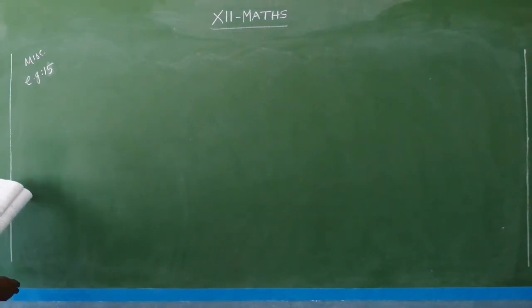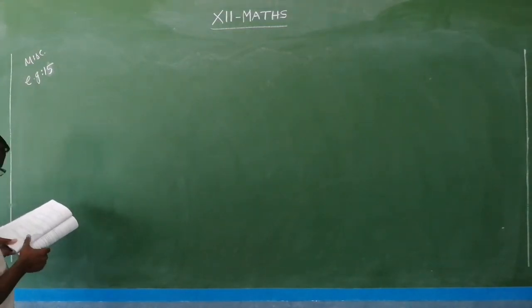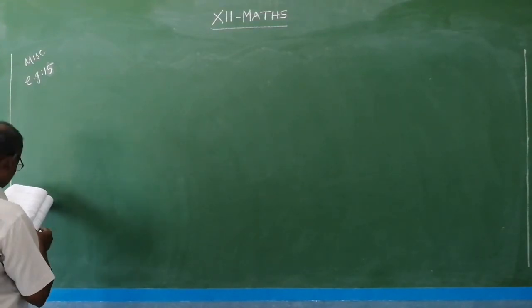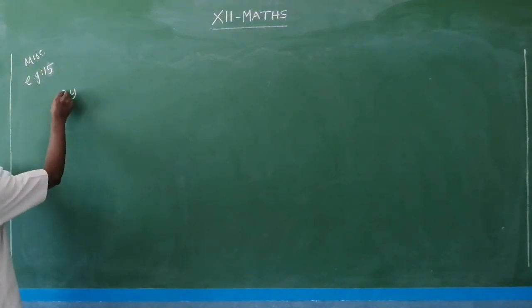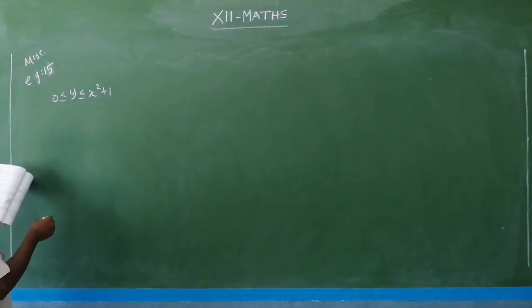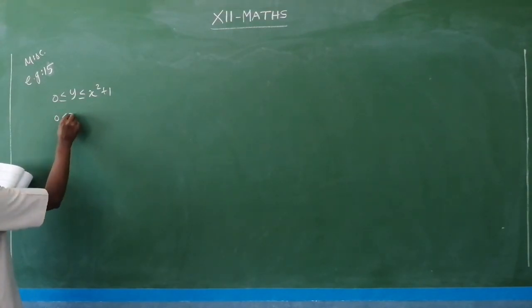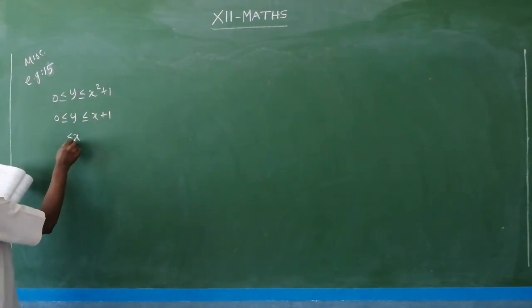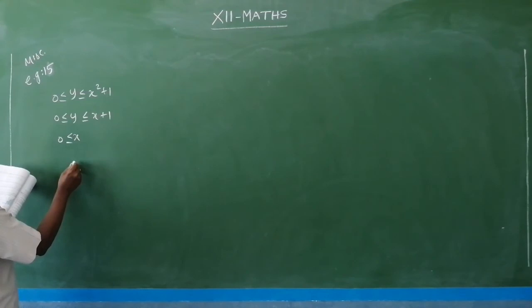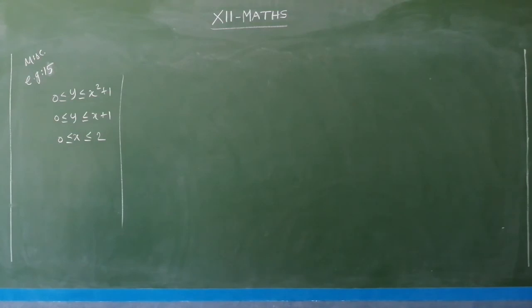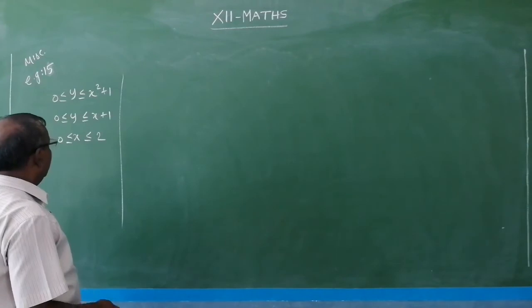Find the area of the region (x, y) defined as 0 ≤ y ≤ x² + 1, and 0 ≤ y ≤ x + 1, and x ≥ 0 and 0 ≤ x ≤ 2. So the function whose area needs to be calculated is defined here.